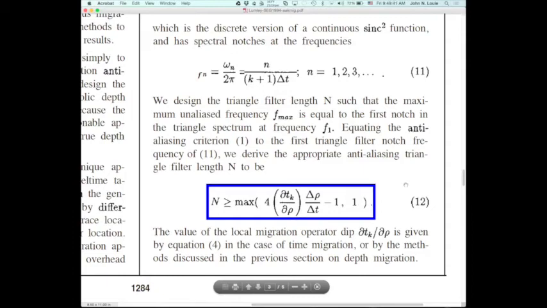You get a Gaussian, don't you? So he's assuming the source wavelet is a Gaussian. You do it an infinite number of times. So you just integrate. It converges to a Gaussian. Right. Why are we saying low pass for a boxcar?